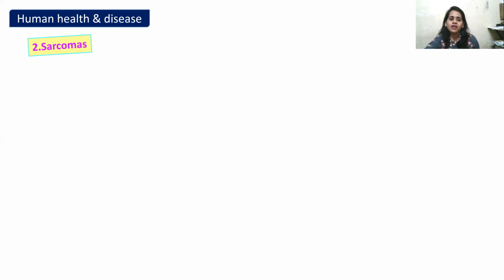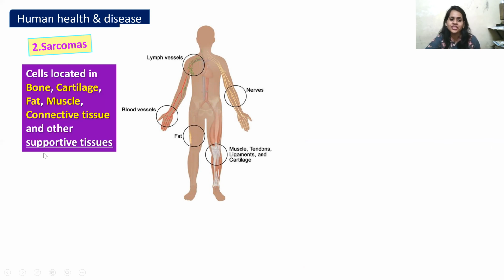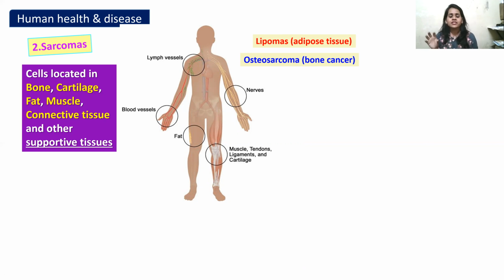Now coming to the next one, that's sarcoma. Sarc, you have studied it, right? Sarc means what? Muscles, right? Sarc means the skeletal muscles. So the cells which are located in bone, cartilage, fat, muscle, and connective tissues are called sarcoma. So sarcoma means cancer of any part of your body which is related to bone, cartilage, fat, muscle, in short connective tissue. Okay, just as carcinoma is a cancer of epithelial tissue, similarly sarcoma is a cancer of connective tissue. Then a few examples: when it is adipose tissue cancer, it's called lipoma. And when it is bone cancer, it is called osteosarcoma.